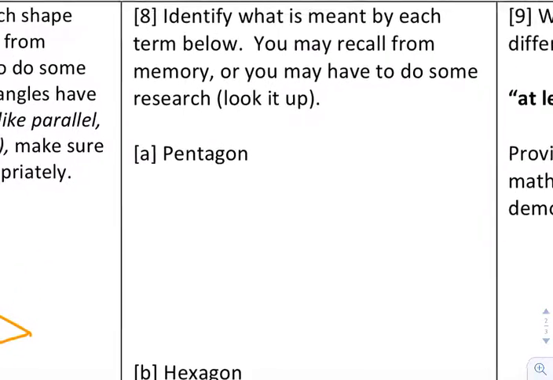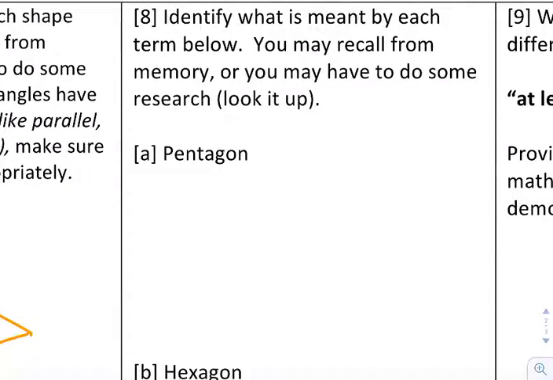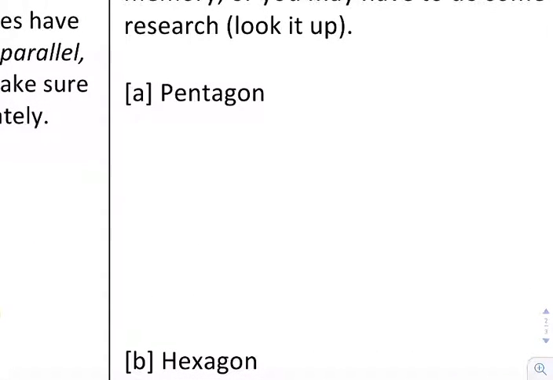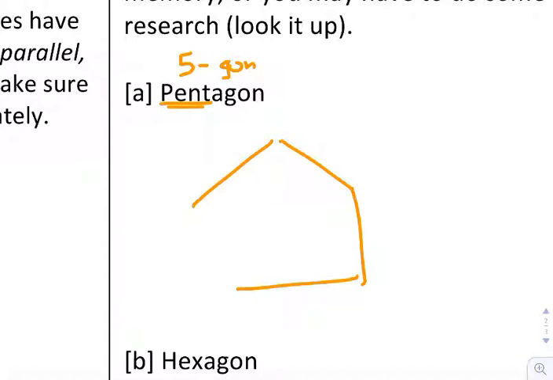For number 8, identify what is meant by each term below. You may have to do some recall. So pentagon, pent is the operative term here. Pent means 5, and so this is really a 5-gon. So it's a polygon that has 5 sides. It doesn't mean it has to be all the same side. It just has to be 5. So 1, 2, 3, 4, 5.